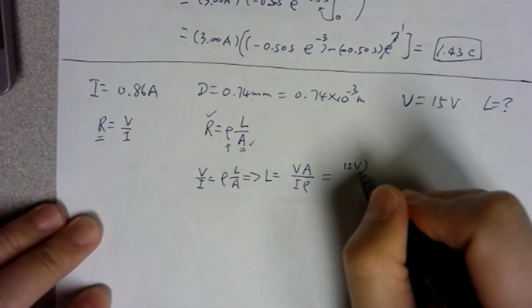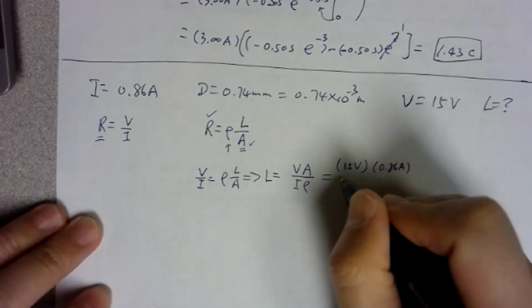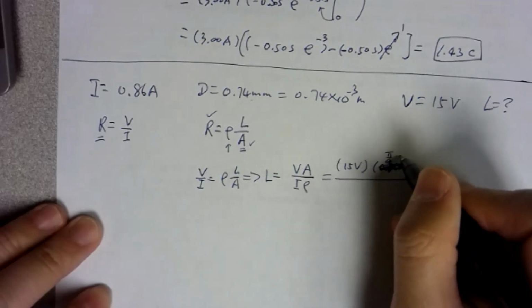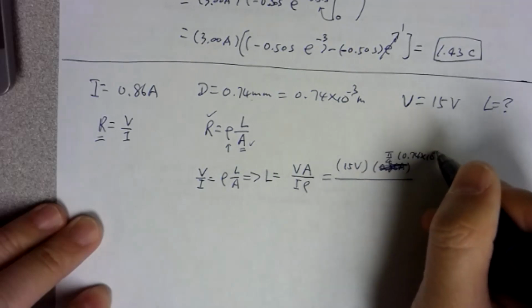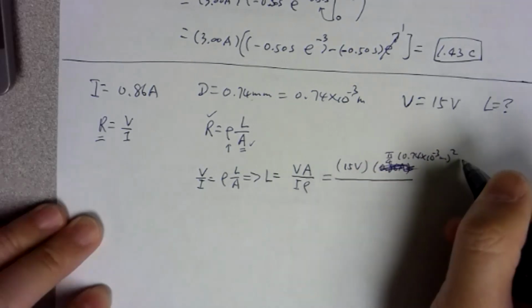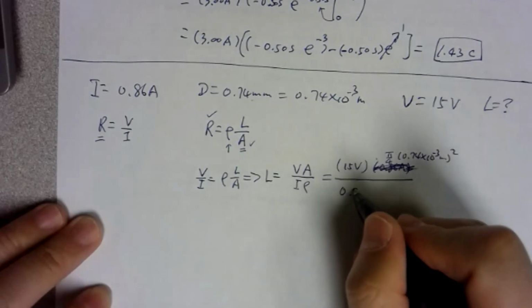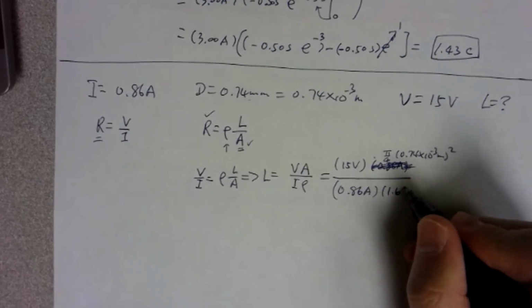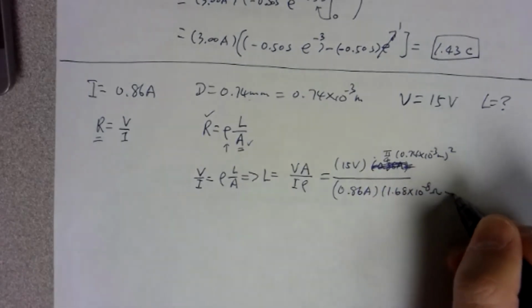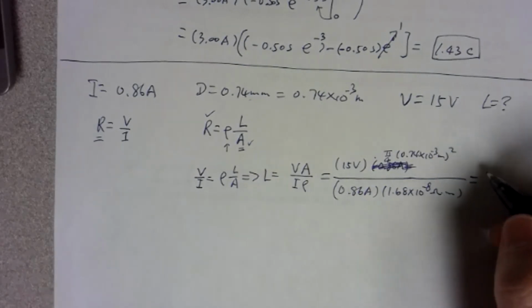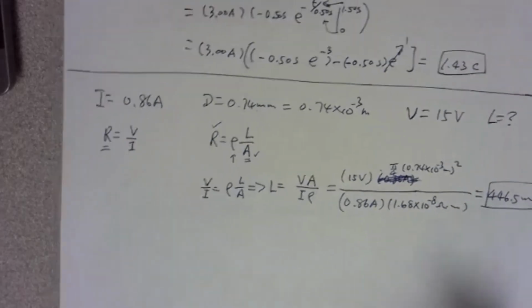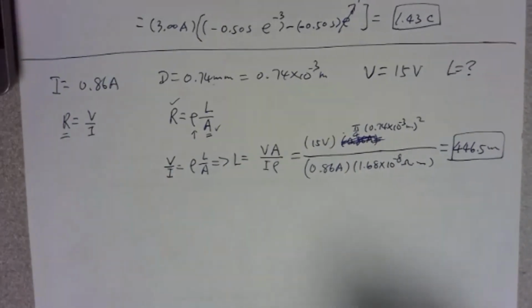So V is 15 volts, I is 0.86 amps, or A, sorry, that's not I. A should be pi over 4 D squared, with D being 0.74 times 10 to the minus 3 meters, squared, okay? So that's the area, times the area divided by 0.86 amps. And the resistivity, if you go one more slide up, you'll find it for copper: this is 1.68 times 10 to the minus 8 ohms times meters, okay? So that tells you 446.5 meters is the wire. That's the length of the wire.